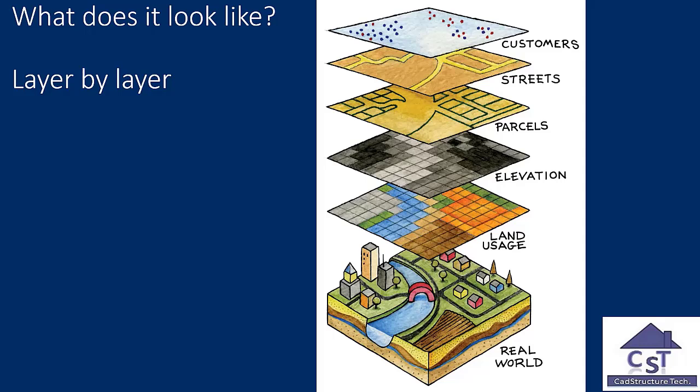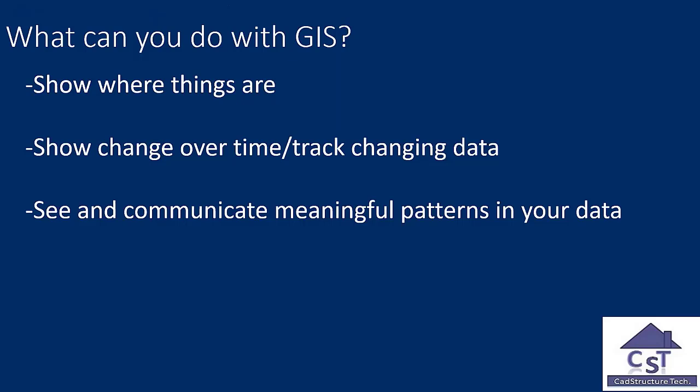Now, this is what you can also possibly use to generate your contour or your topography map. Okay, so GIS is layer by layer. Then we talk about what you can do with GIS. Now, GIS shows us everything. You understand? It shows us where things are, like the location of everything.